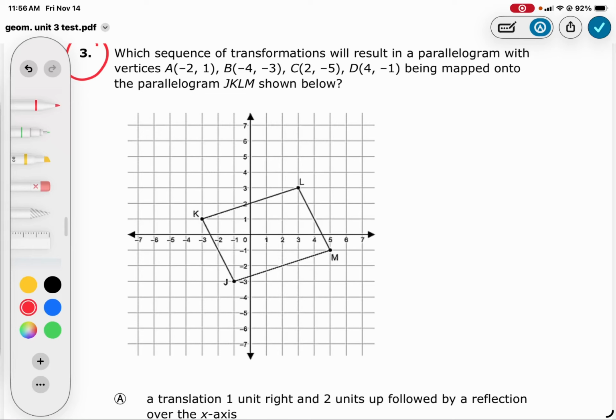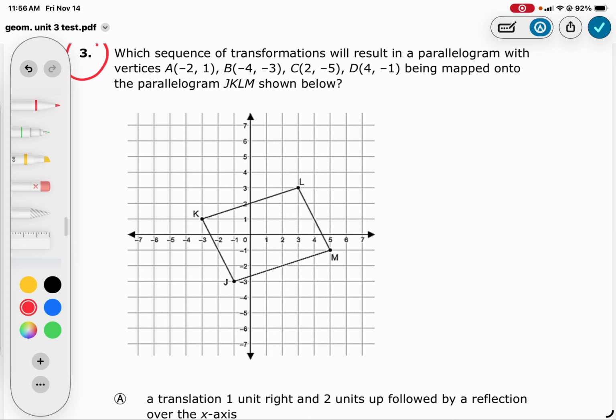Today we're going to be going over question number 3 from a Geometry Unit 3 test. Okay, so the question says, which sequence of transformations will result in a parallelogram with vertices A, B, C, and D, as they're listed, being mapped onto the parallelogram J, K, L, M shown below.